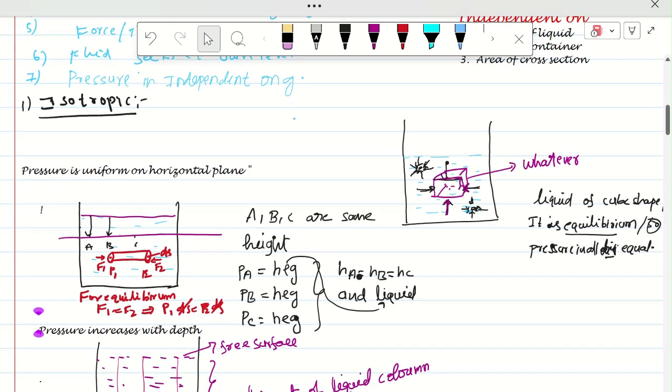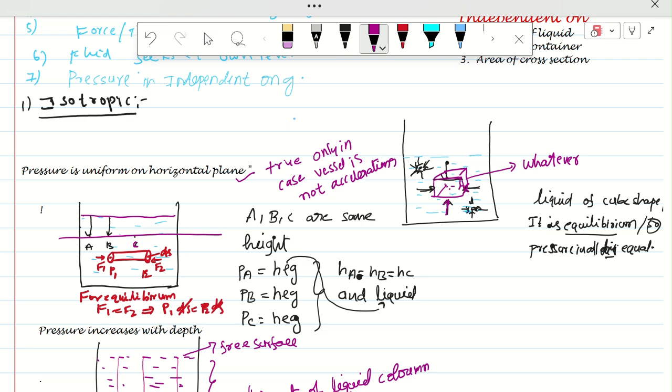Consider a static fluid in a beaker. I am going to explain this in two ways. Consider points A, B, C on one horizontal plane. This property is true only if the vessel is not accelerating. If the vessel is accelerating, the pressures on this horizontal plane are not equal. In this case the vessel is in a static state, and this is called an equipressure line.